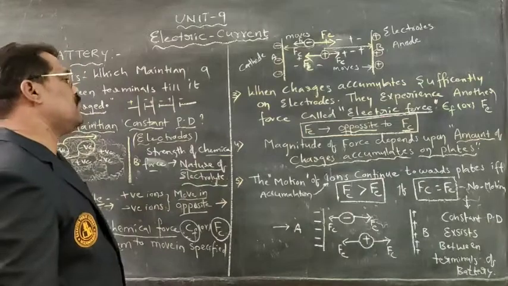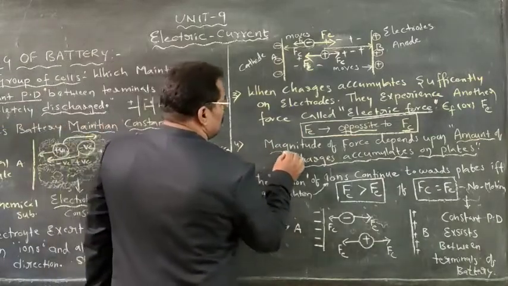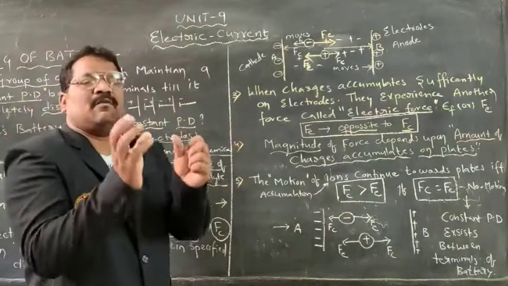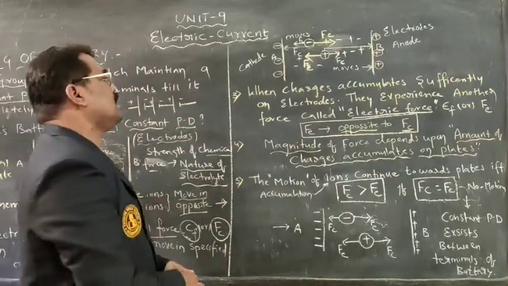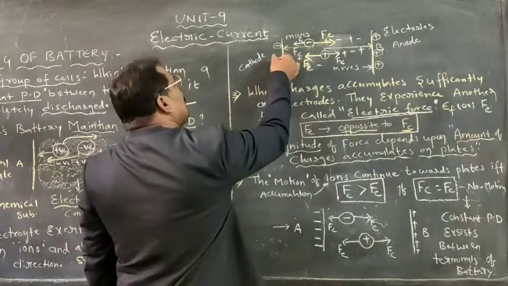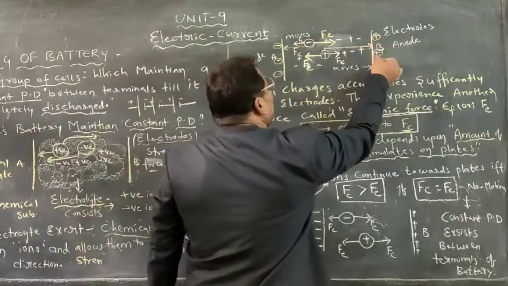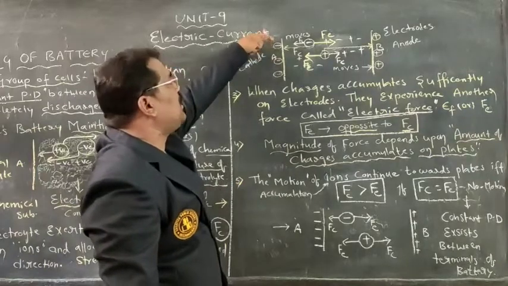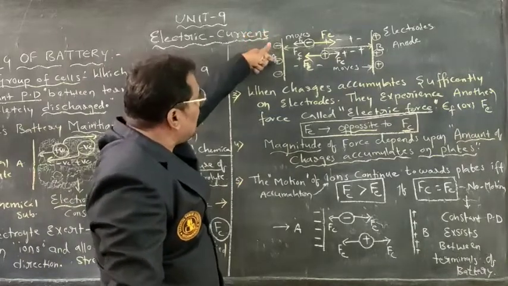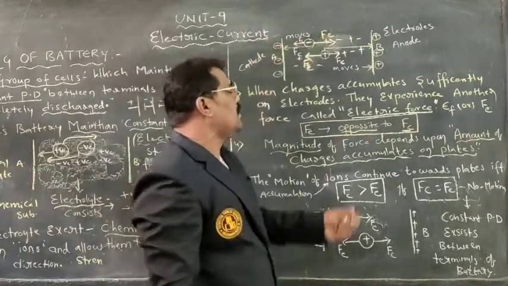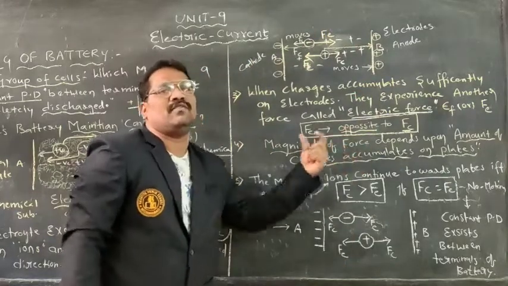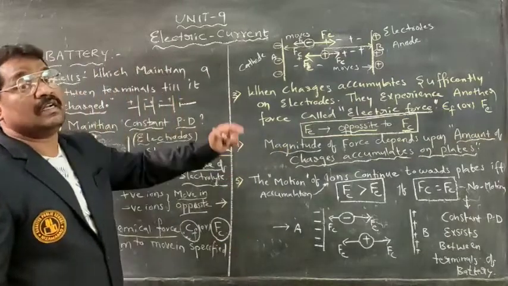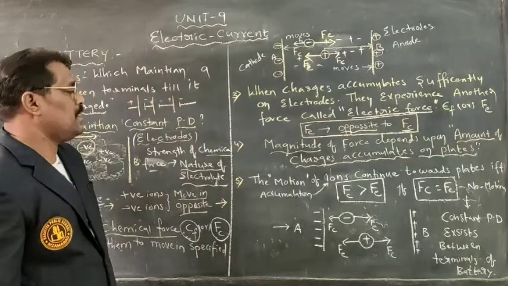Coming to the fourth point, its magnitude. The magnitude of the force depends mainly upon one point, that is nothing but what? How many charges are accumulated on the plate. Depending upon the number of charges accumulated on the plate, it gives us the magnitude of the force. Which force is it? Electric force as well.